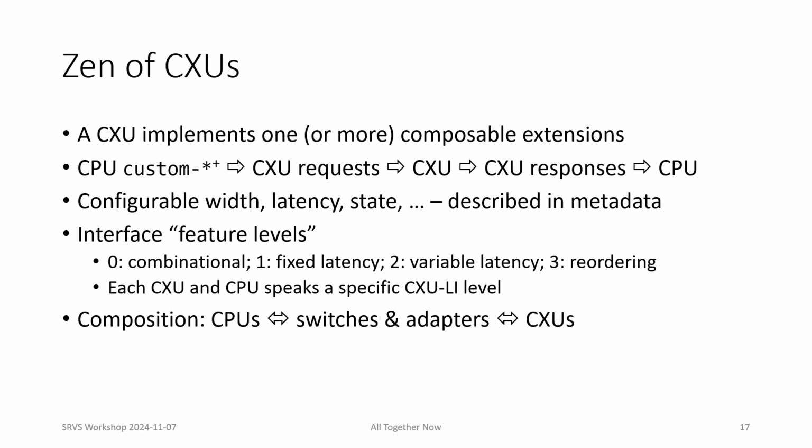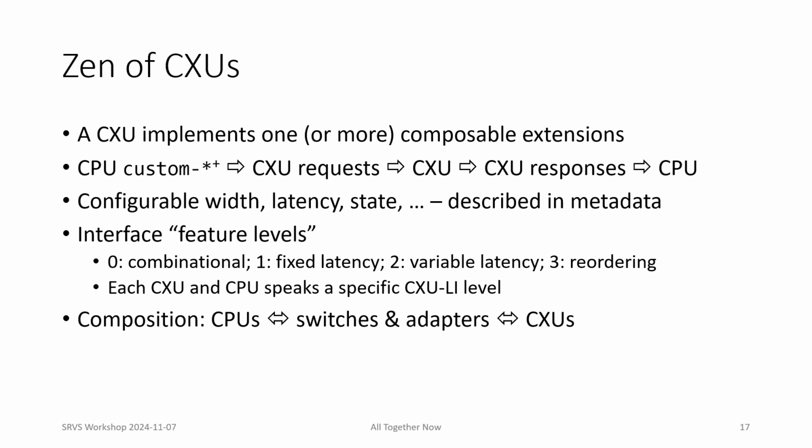So here are CXUs in a nutshell. A CXU implements one or more composable extensions custom instructions. As the CPU issues custom instructions, each becomes a CXU request routed to the selected CXU, which performs the requests in order and sends CXU responses back to the CPU, updating destination registers and CX status. CXUs are highly configurable with parameters like port widths, latency, and state context counts, and with valid parameter values that we expect will eventually be described in CXU metadata.